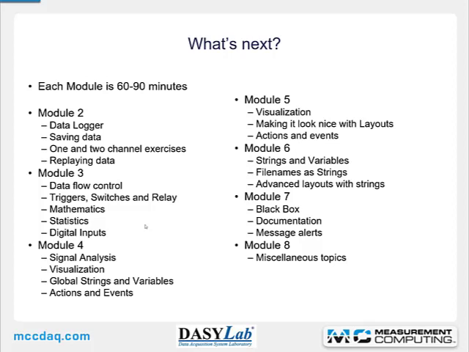Module 6 will use that concept and move into strings and variables, and then branch out to go back to the file module to talk about how to create custom file names now that you know about strings. And we will do advanced layouts with strings. Module 7 will cover the black box documentation using the message module, so it's sort of a miscellaneous collection of topics. And then Module 8 will be miscellaneous topics. And when you start it up, we'll have a menu of what you'll be able to look at there.